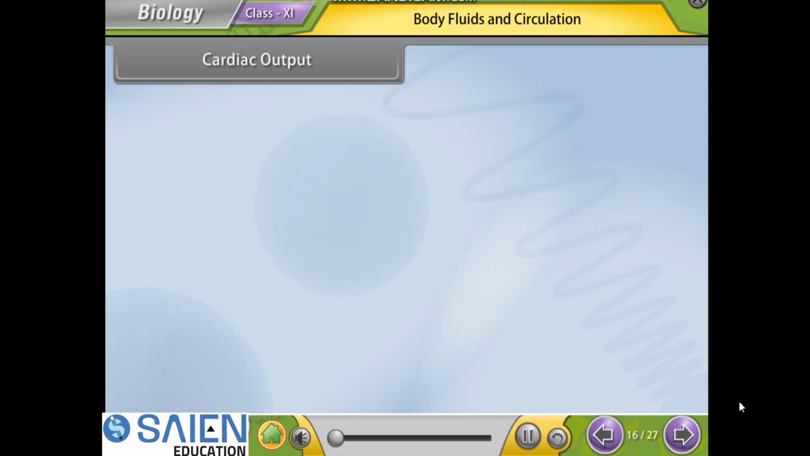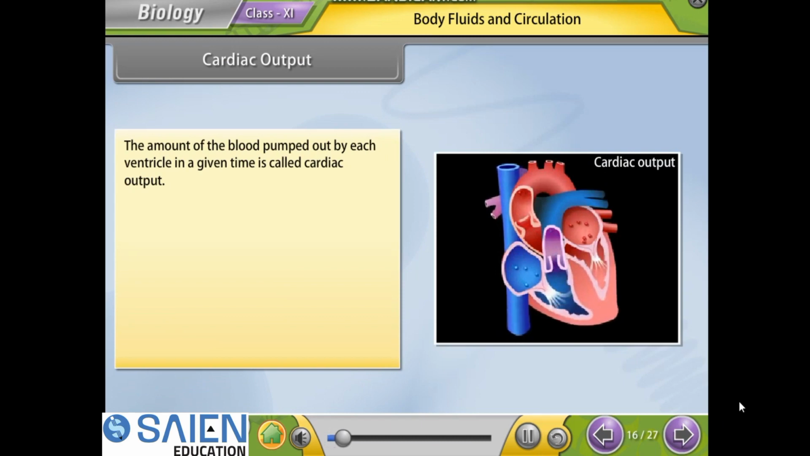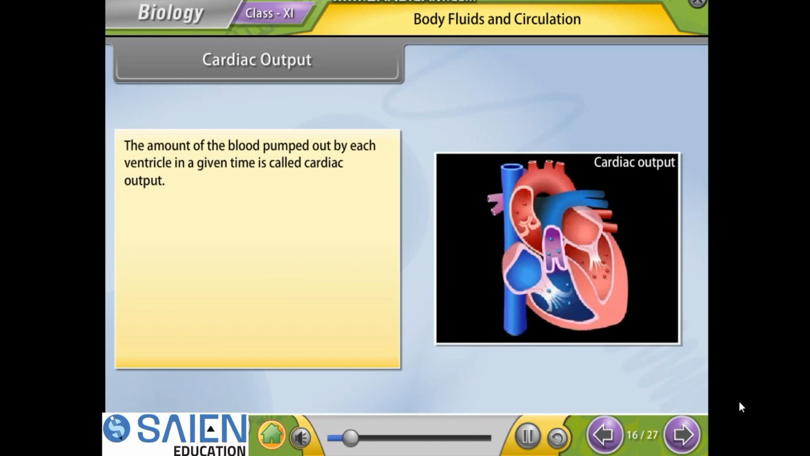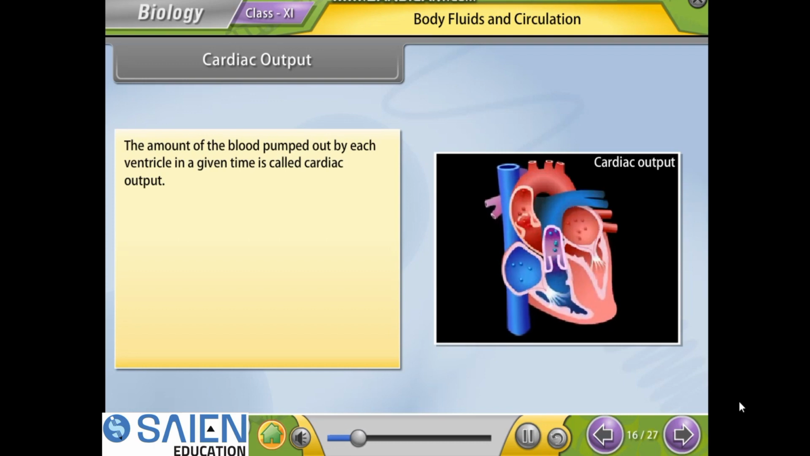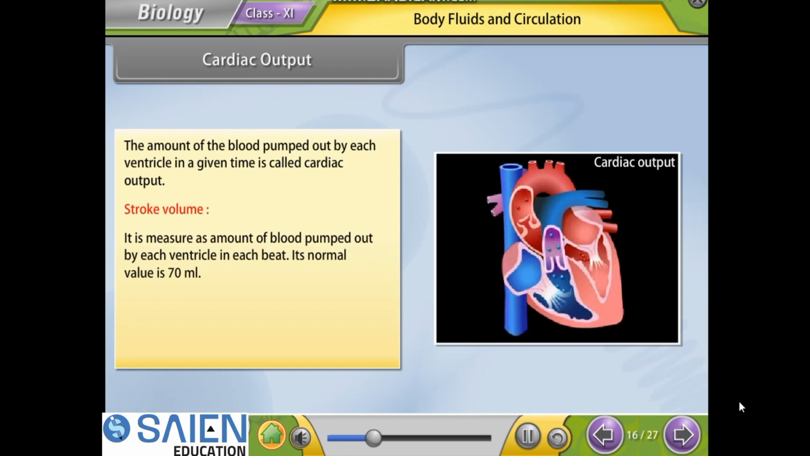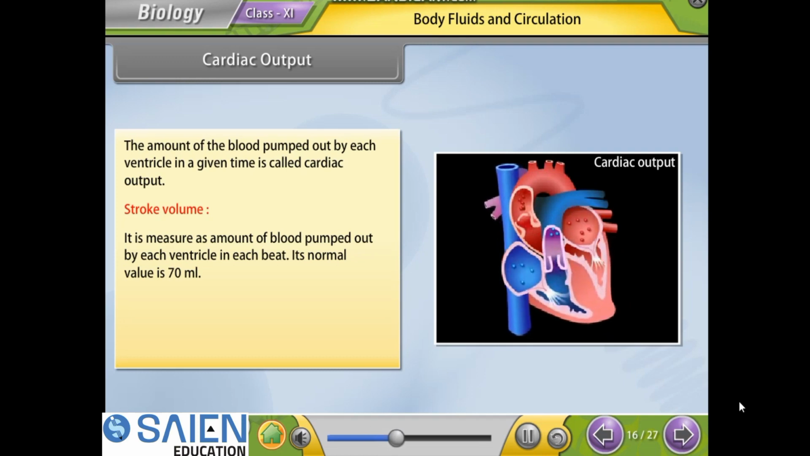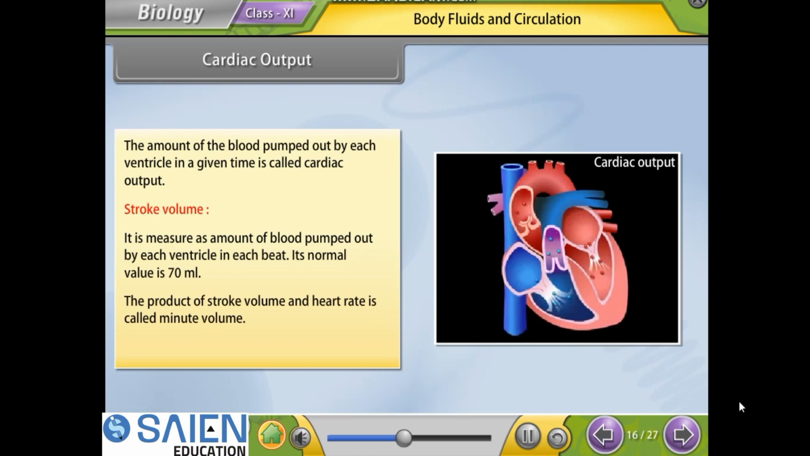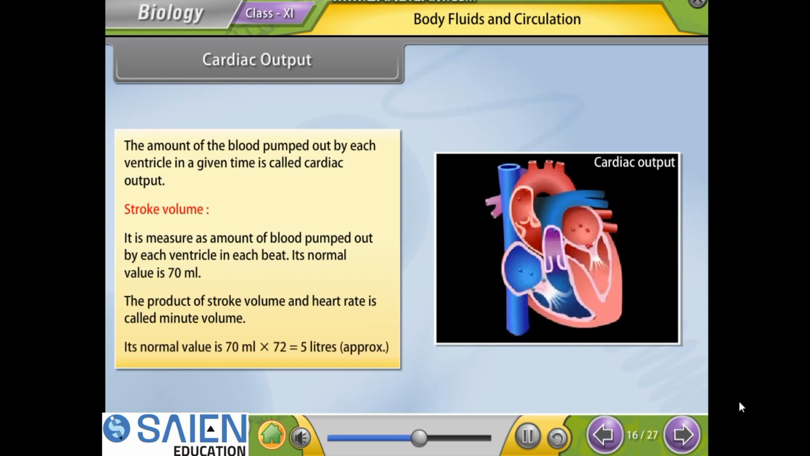Cardiac output. The amount of blood pumped out by each ventricle in a given time is called cardiac output. Stroke volume is measured as the amount of blood pumped out by each ventricle in each beat. Its normal value is 70 milliliters. The product of stroke volume and heart rate is called minute volume. Its normal value is 70 milliliters into 72, which equals approximately 5 liters.